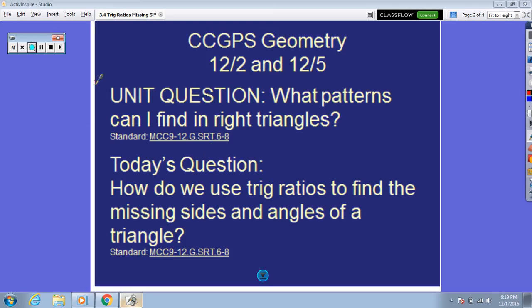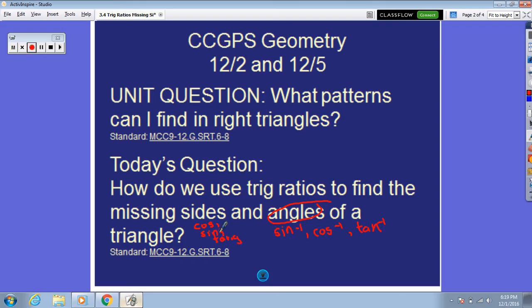Alright, so today is the second part of using our trig ratios to find the missing sides. Last class we used the inverse functions of inverse sine, inverse cosine, and inverse tangent to find the angles. Okay? Today we're just going to use the regular trig functions, cosine, sine, and tangent, to find a missing side in a triangle.